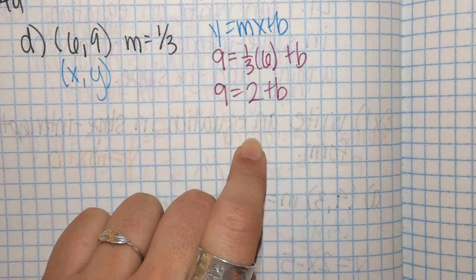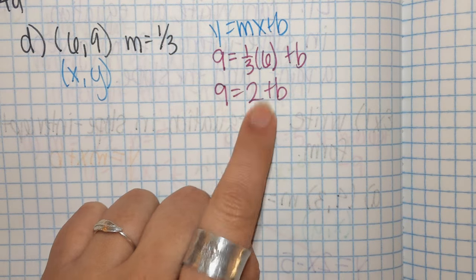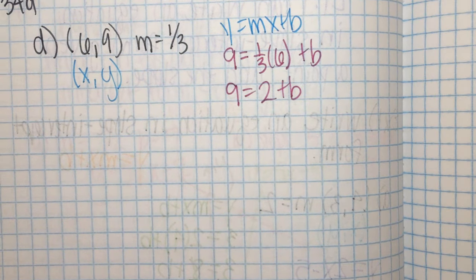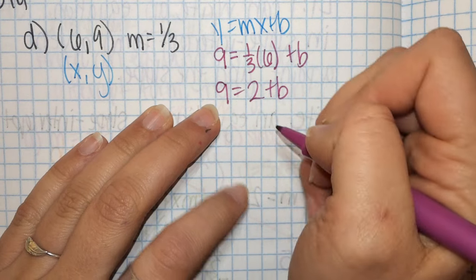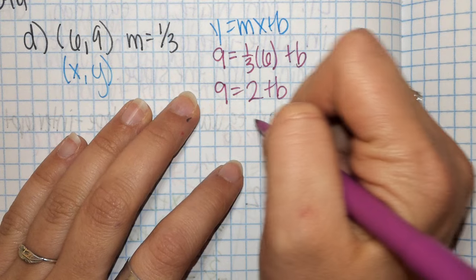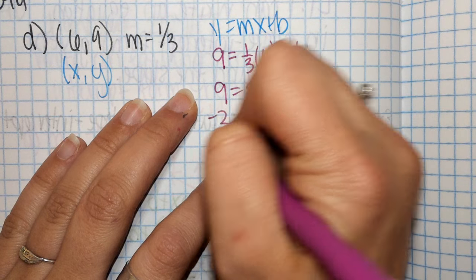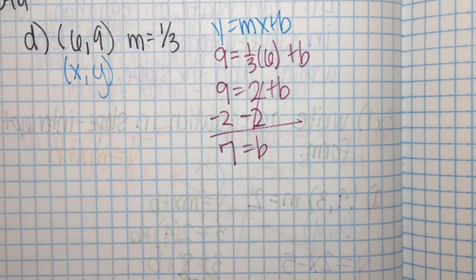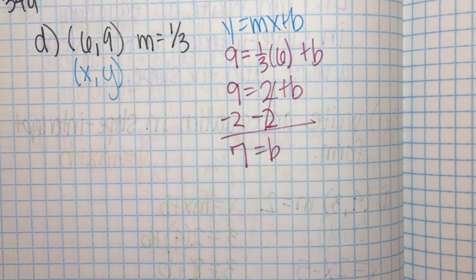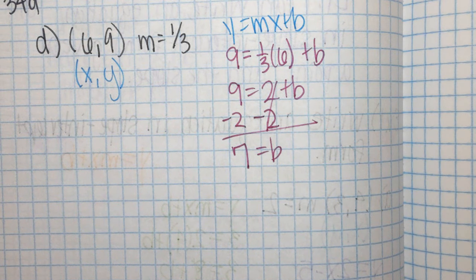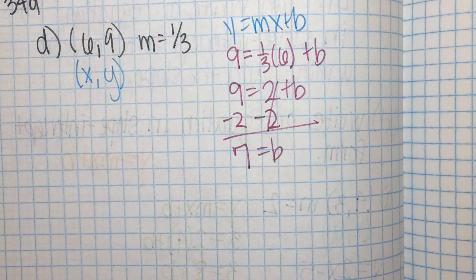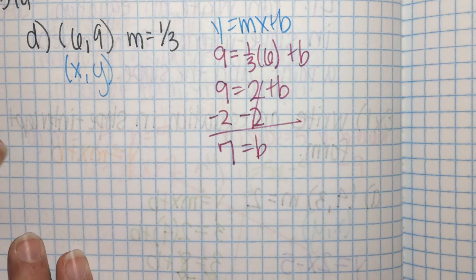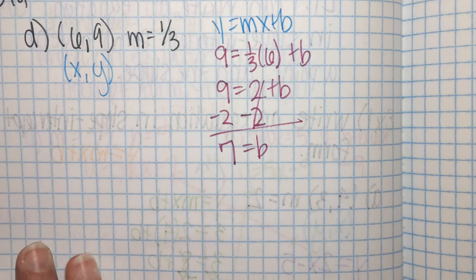Is everybody with me? All right, now what do we do to get b by itself? No, what do I subtract? Minus 2. See? 7. All right, now, do we know what our m is? Yep. Do we know what our b is? Yes. 7. All right, Alexis, I would like you to help me write this in slope intercept form.